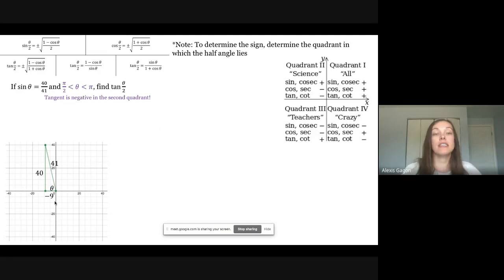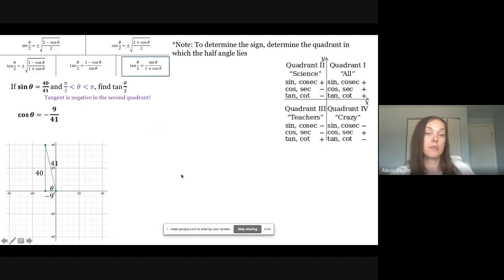So then if I'm finding tangent of theta over 2, I can use any of these formulas, and I'm going to use the last one. I think last time I used this one, so let's use this last one. You could use the first one. It doesn't matter. But if I do this right, I'm going to get a negative number as my answer. So I know sine, because I need sine. I also need cosine. So cosine of that is negative 9 over 41.